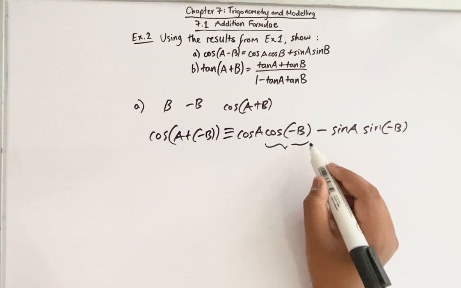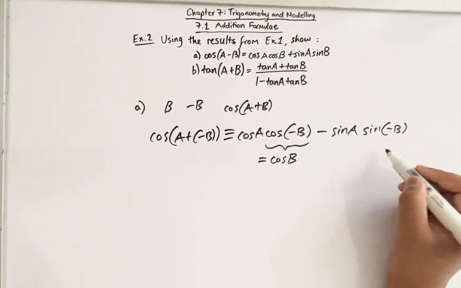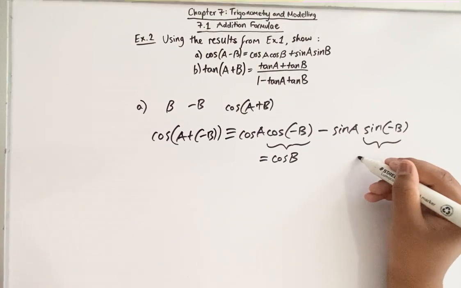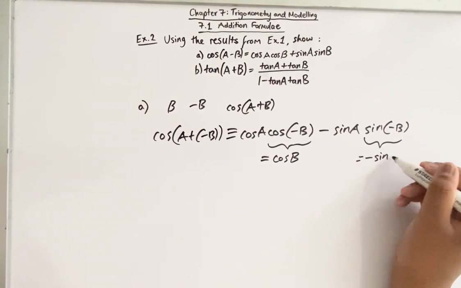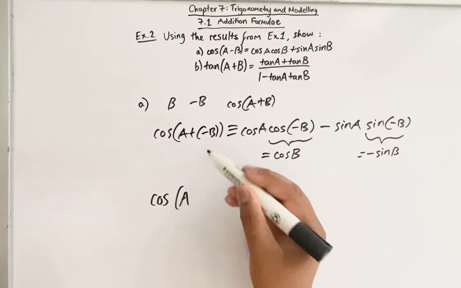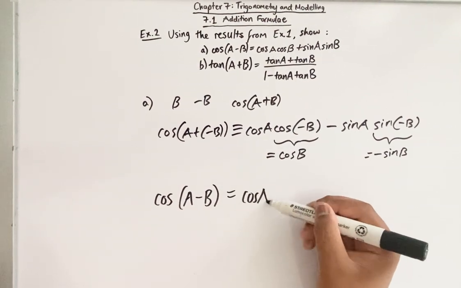Now, cos of minus B is the same thing as cos B, and you know that from year 1. And the sine of negative B is the same thing as minus sine of B. So we can simplify cos of A minus B is equal to cos A cos B.